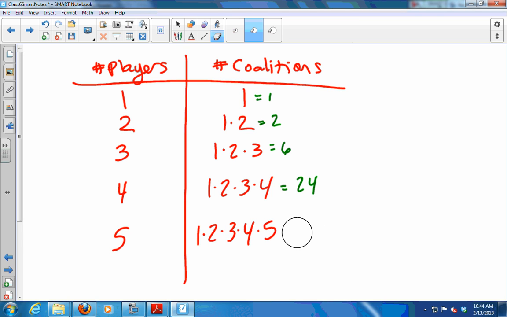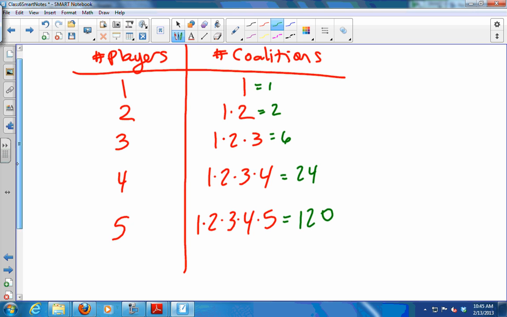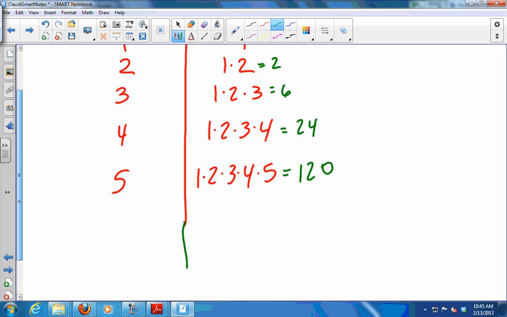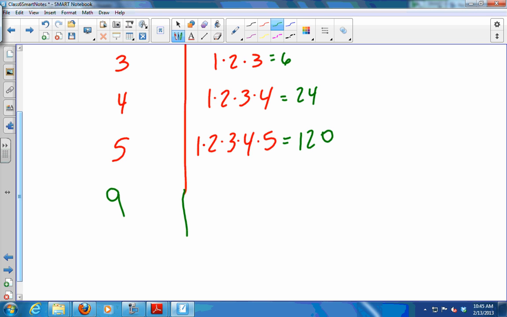Why do you think we're doing it that way? Yeah. So we're trying to come up with a formula. I want a pattern to emerge, right? So for 1 player is 1 coalition. 2 players, 1 times 2. 3 players, 1 times 2 times 3. 4 players, 1 times 2 times 3 times 4. 5 players, 1 times 2 times 3 times 4 times 5. How many do you think there would be for, say, 9 players?